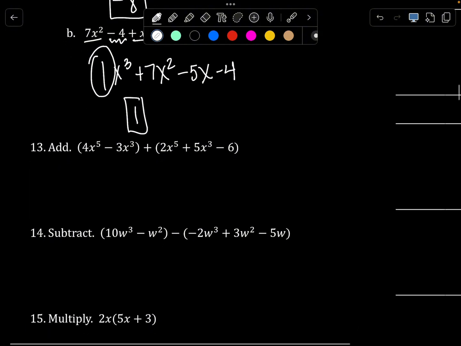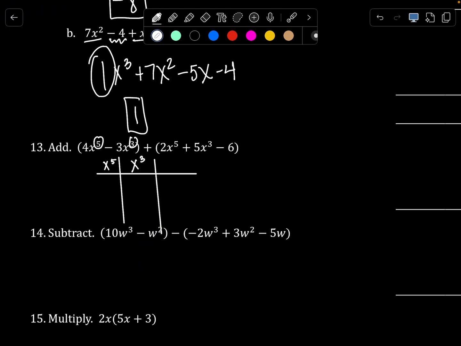All right, now number 13, you got to add. So how do I do this? Well, it's kind of like I told you guys, it's like a drawer. Always put all your x to the fifths together, all your x to the thirds, all your x's together. All right, let's make a drawer. I know the highest exponent is 5, so x to the power of 5, that's my first drawer. My next drawer is, what's the next exponent I see? Oh, x to the power of 3. Okay, what's another drawer? 5, 3, but then I have ones.